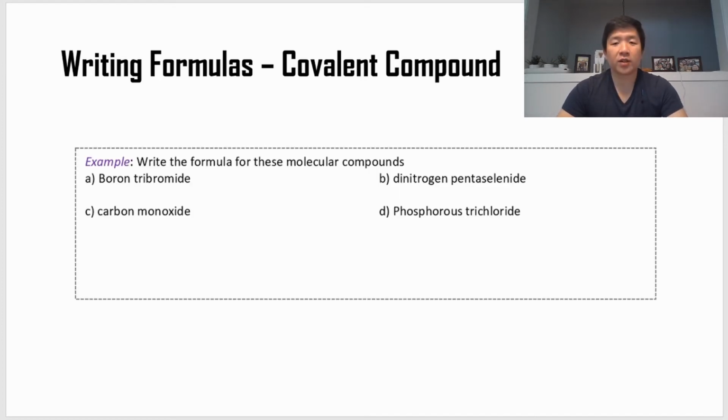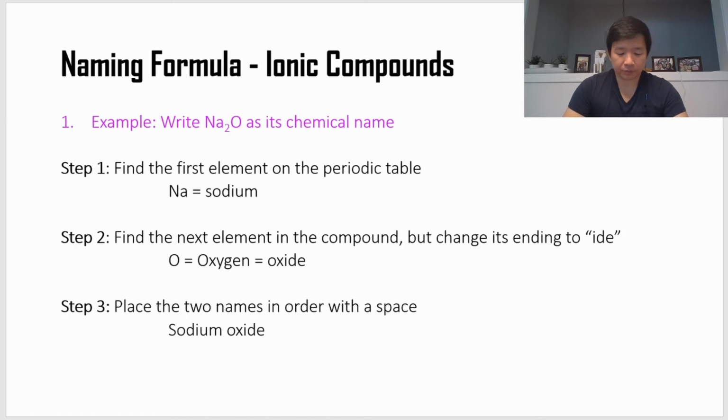Okay, once again, pause the video, try the questions, and when you're ready, click resume. So hopefully you got the same thing. Once again, covalent compounds are usually easier. So the past 2 sections here were about writing formulas. Now we're actually going to name formulas.